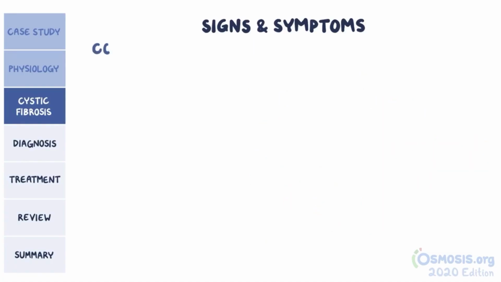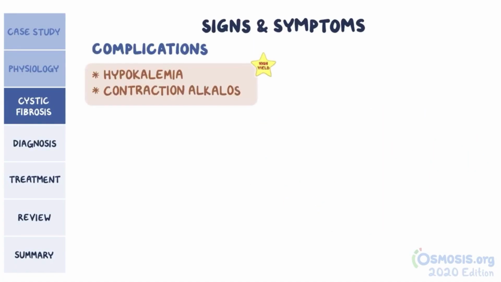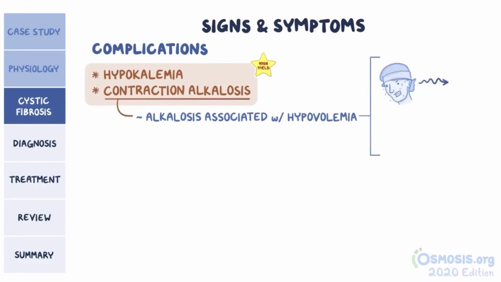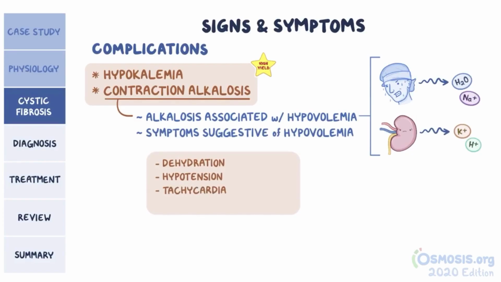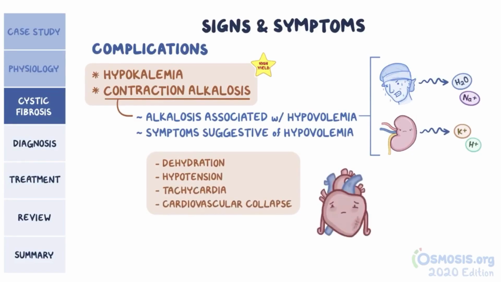Other frequently tested complications associated with CF are hypokalemia and contraction alkalosis, which is alkalosis associated with hypovolemia, caused by water and sodium losses via sweating, and with concomitant renal potassium and hydrogen losses. Clinically, these individuals develop symptoms suggestive of hypovolemia, like dehydration, hypotension, tachycardia, and even cardiovascular collapse.